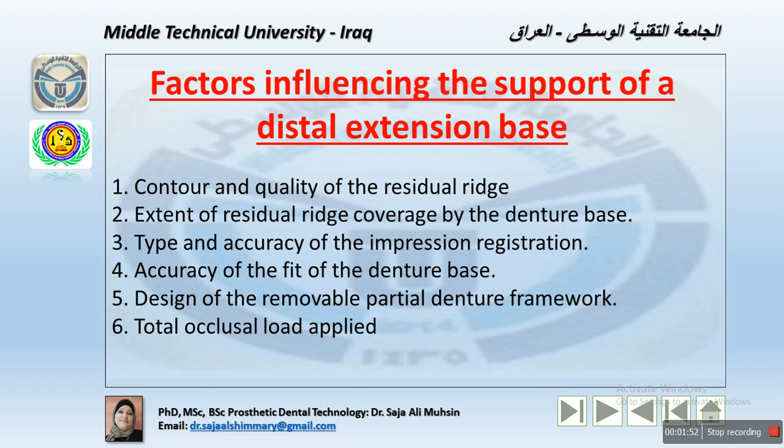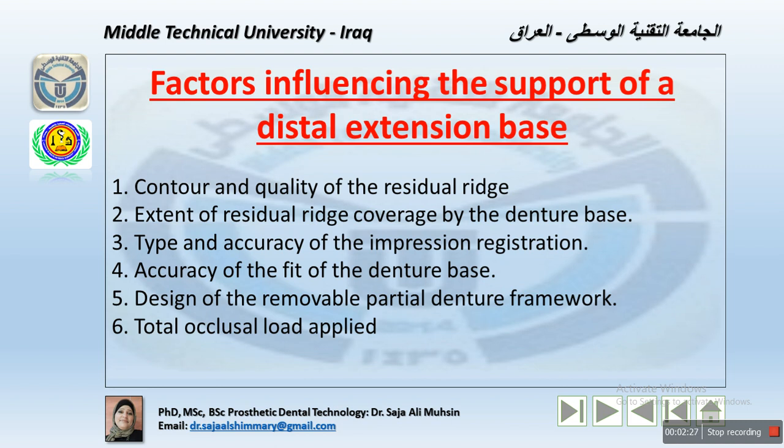Number one, contour and quality of the residual ridge. Number two, extent of the residual ridge coverage by the denture base, that means the long span. Number three, type and accuracy of the impression registration. Number four, accuracy of the fit of the denture base. Number five, design of the removable partial denture framework. And number six, the total occlusal load applied.